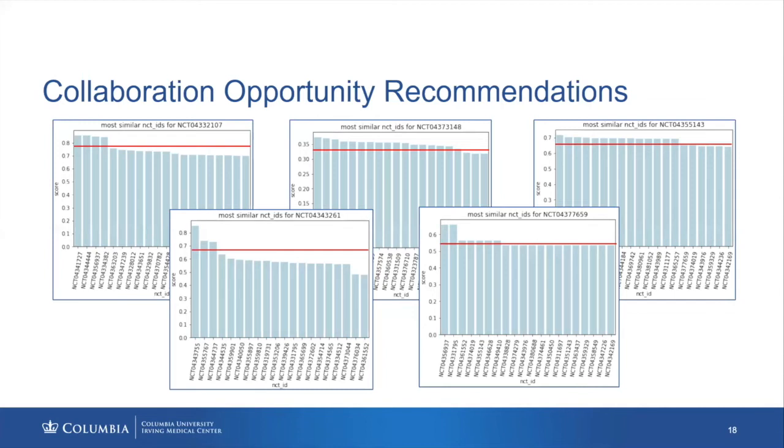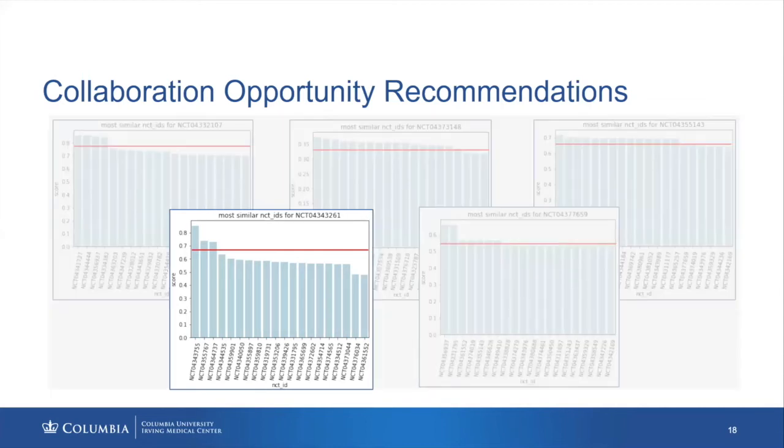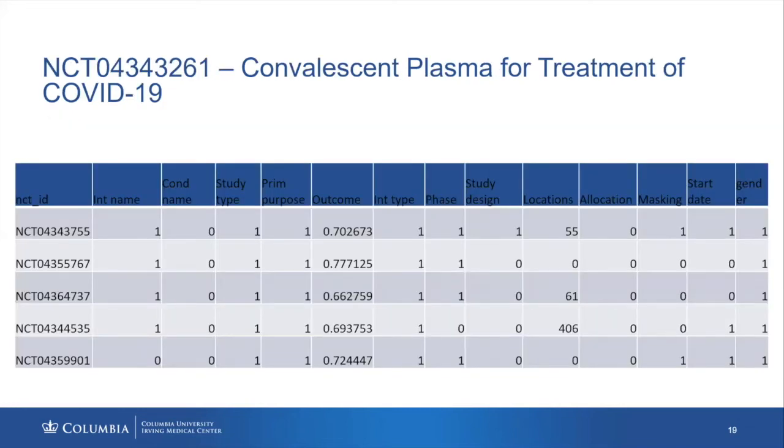We're going to take a look at one quick example down here on the bottom left. This study is looking at convalescent plasma for the treatment of COVID-19. We don't have to dive into this data in explicit detail, but this is what's happening in the back end. The computer is taking a lot of the structured data we're able to generate, comparing it to the data for all the other trials in the data set, and coming up with what we're calling a similarity score, or a collaboration score. Essentially, how similar are these studies and how well could they collaborate together?